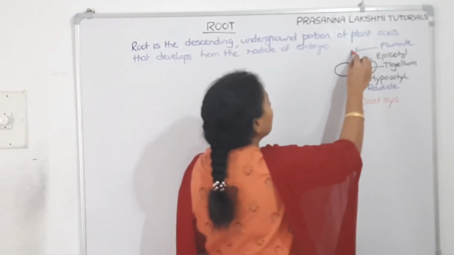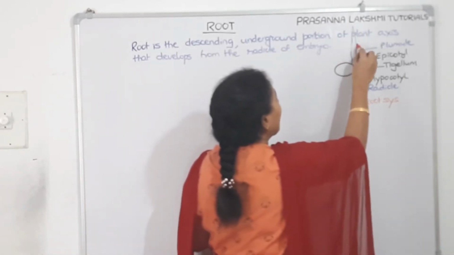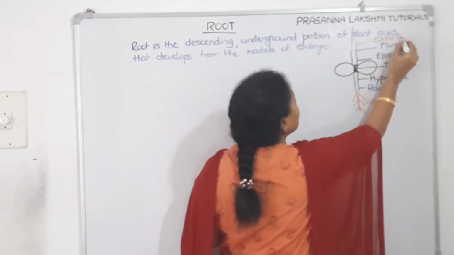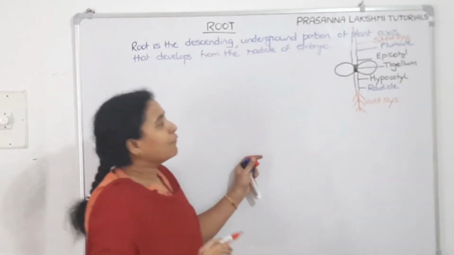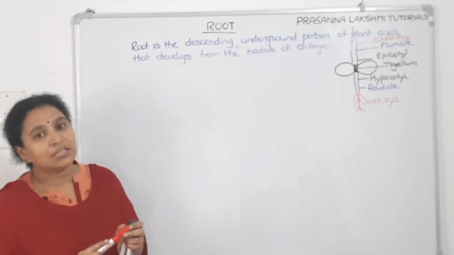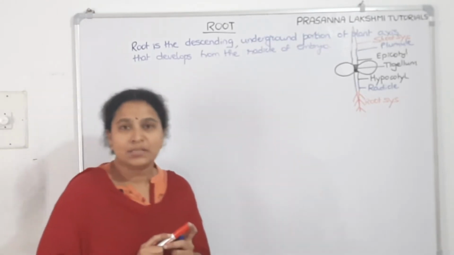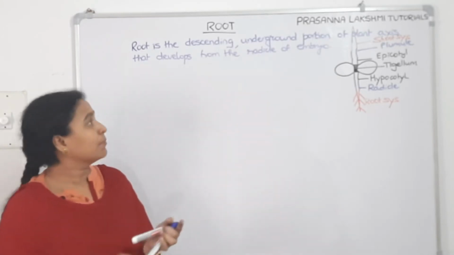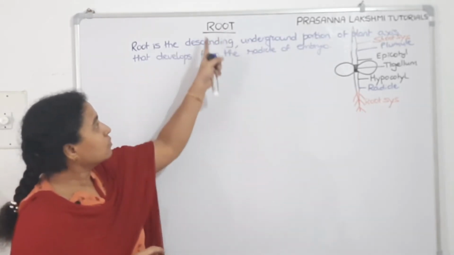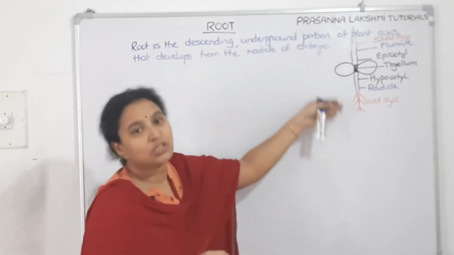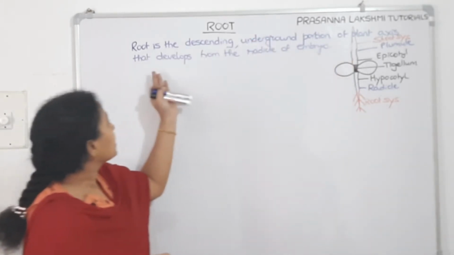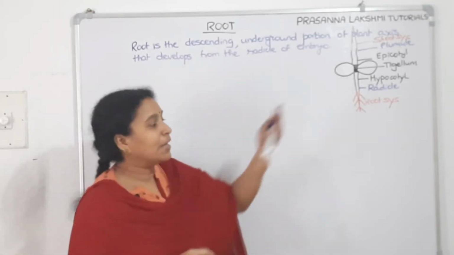This plumule will grow further up. And what does it make? It makes the shoot system. Now you understood clearly what is hypocotyl, what is radicle, what is epicotyl, what is plumule, how the root system is formed, how the shoot system is formed. So that's what is root? It is descending. Yes, it is inside the soil. It is the underground portion of the plant axis which develops from the radicle of the embryo.